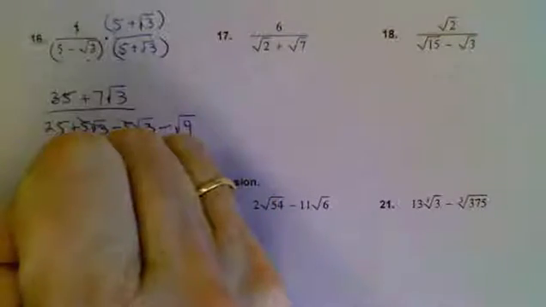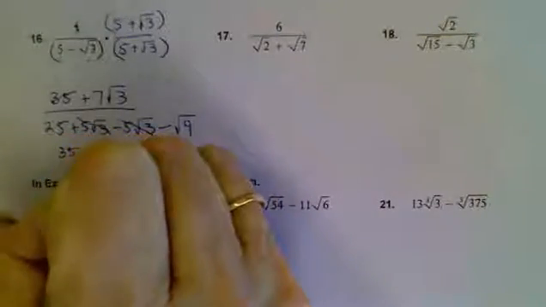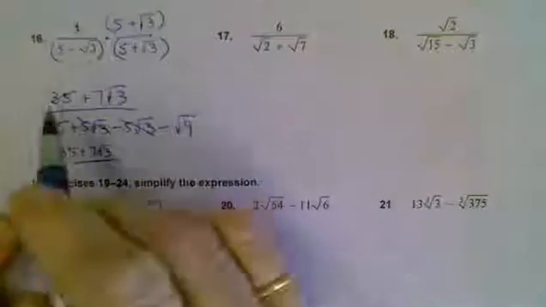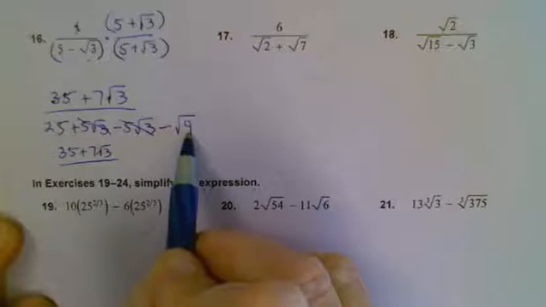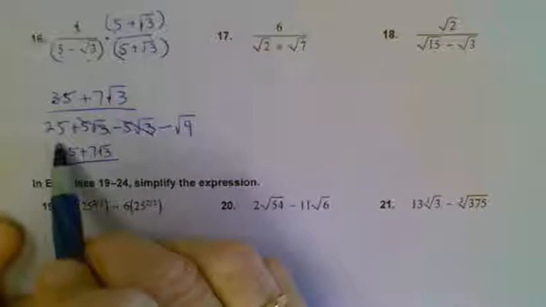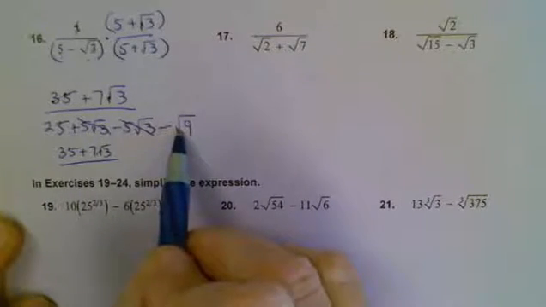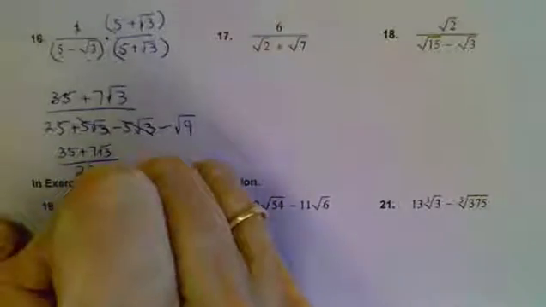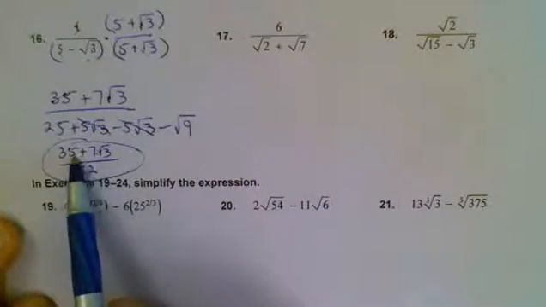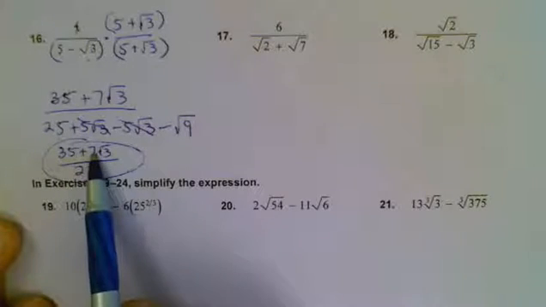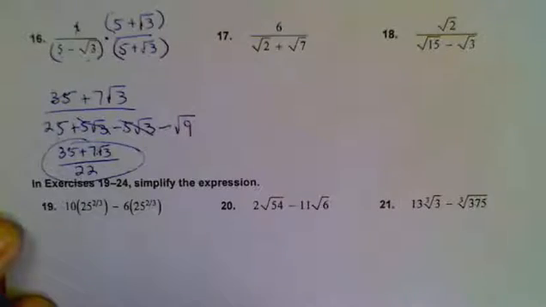So in the numerator, I have 35 plus 7 radical 3. In the denominator, I have 25 minus, the square root of 9 is 3. So 25 minus 3 is 22. And there's my answer. Now you do need to look to see, is there anything that goes into 35, into the 7, and into 22, so we could reduce it, and we can't. So it is fine the way it is.